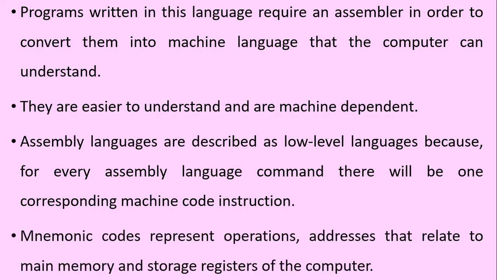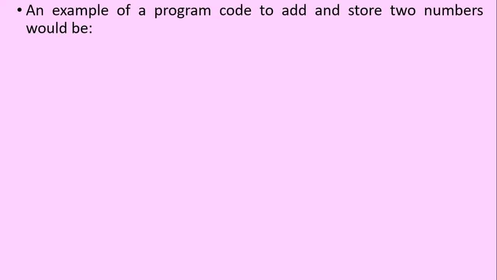Mnemonic codes represent operations, addresses that relate to main memory and the storage registers of the computer. The following is an example of a program code that is used to add and store two numbers. The first instruction reads LDA A, 20. The second instruction is add A, 10. The third instruction is store B, A. And the last instruction is NOP.